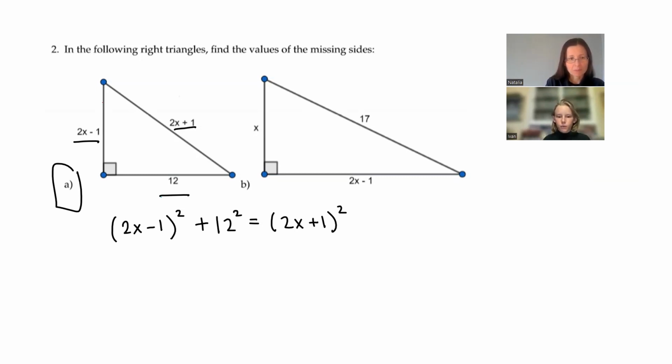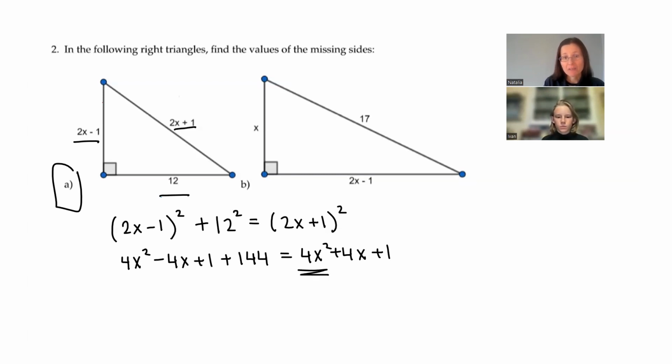So we'd get 4x squared minus 4x plus 1 plus 144, which is 12 squared, equals 4x squared plus 4x plus 1. And we will notice we have 4x squared on both sides. That's convenient for us because we will not need to solve a quadratic equation. And next we'll cancel things. We'll cancel what matches, and we'll cancel the ones.